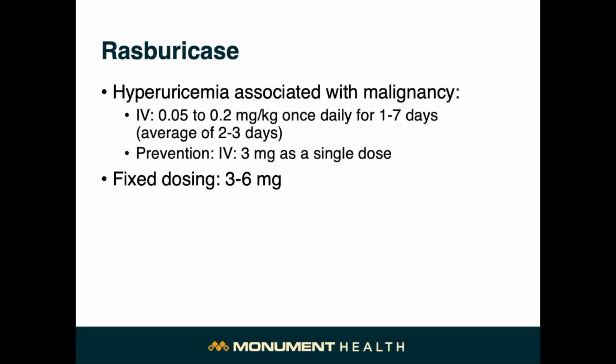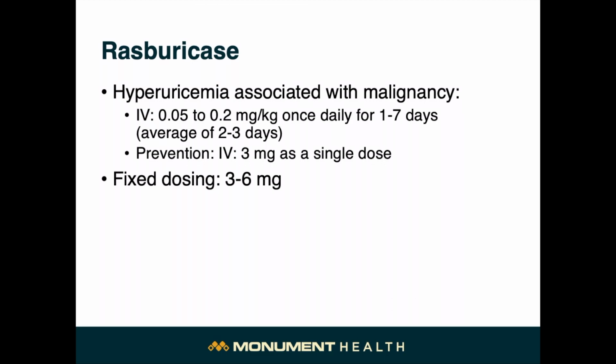There are a few different dosing strategies that are recommended for rasburicase. One of them is a weight-based dosing strategy that has 0.05 to 0.2 milligrams per kilogram once daily for 1 to 7 days. This typically averages anywhere from 2 to 3 days. For prevention, it's recommended to do a single dose of 3 milligrams. And finally, the fixed dosing regimen is going to be something that the pharmacy team recommends for patients who do need rasburicase, anywhere from 3 to 6 milligrams.